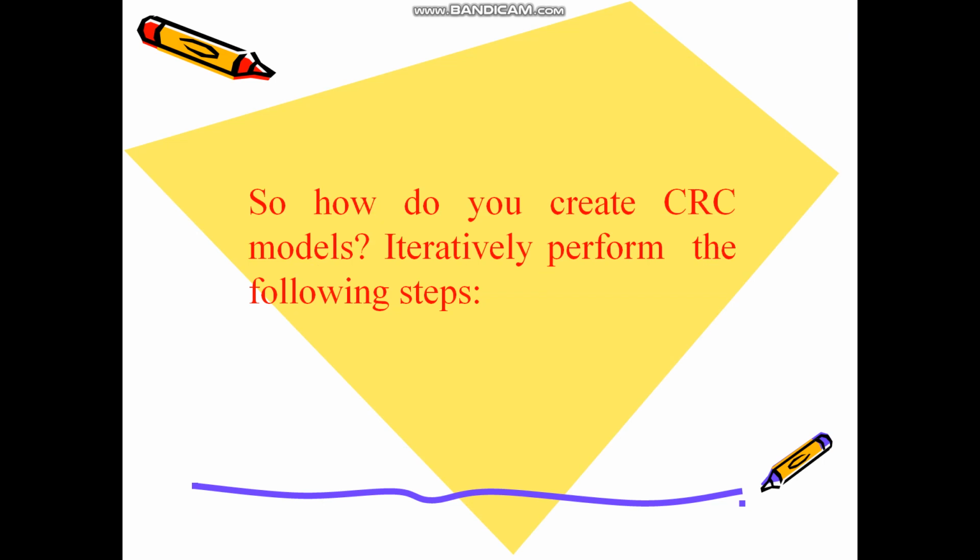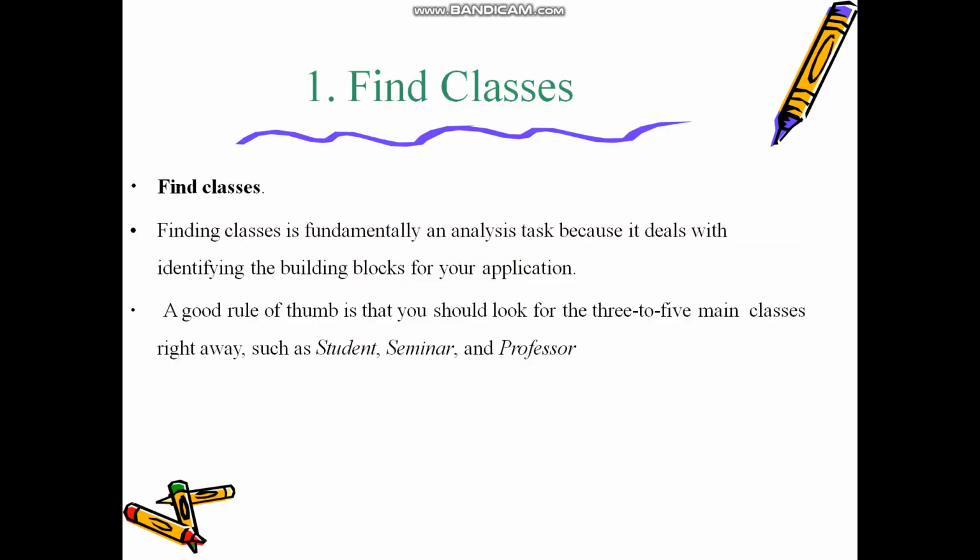So, how do you create a CRC model? Iteratively perform the following steps. Step 1: find the classes. Finding the classes is fundamentally an analysis task because it deals with identifying the building blocks for your application. A good rule of thumb is that you should look for the 3 to 5 main classes right away, such as student, seminar, and professor. Each class has a class name, some responsibilities, and some collaborators.